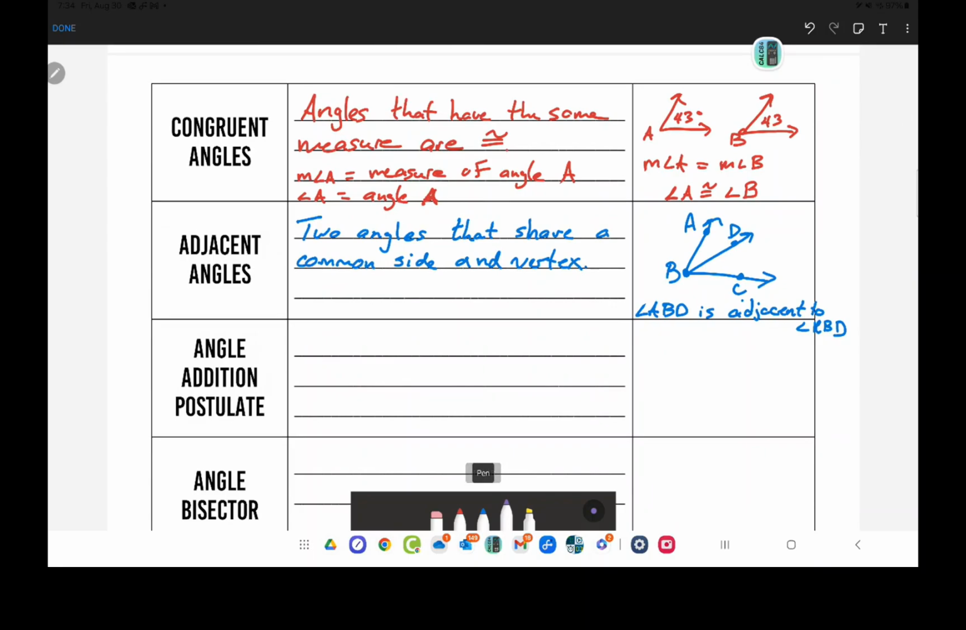The angle addition postulate is what we're going to talk about today. If angle ABD and angle CBD, these two adjacent angles, are adjacent, then the measure of angle ABD plus the measure of angle CBD equals the measure of angle ABC. So we can use that same diagram that's above us.